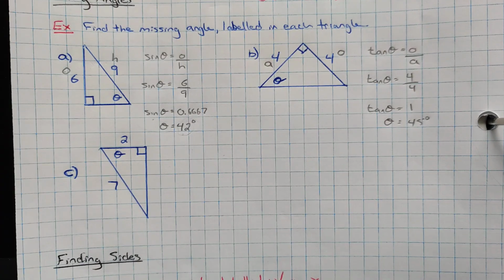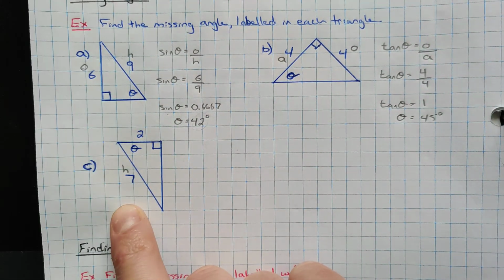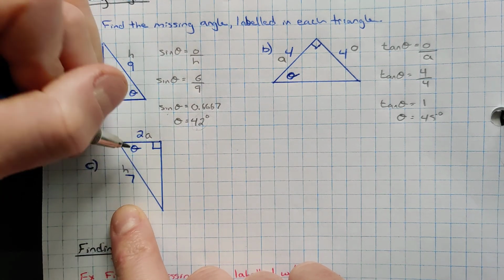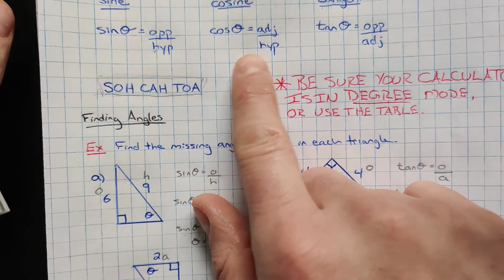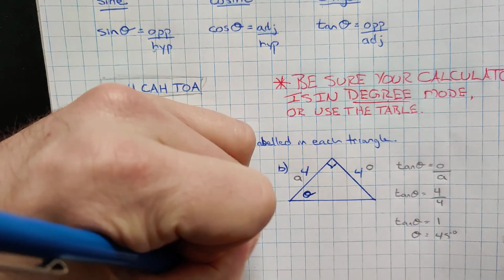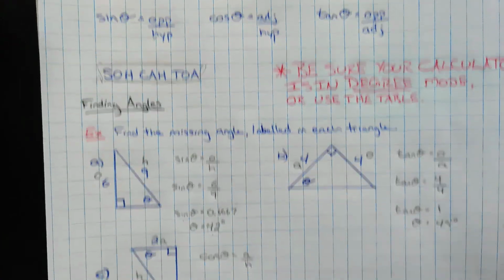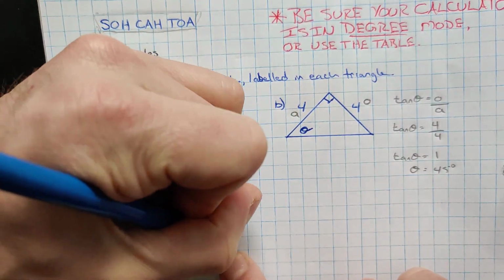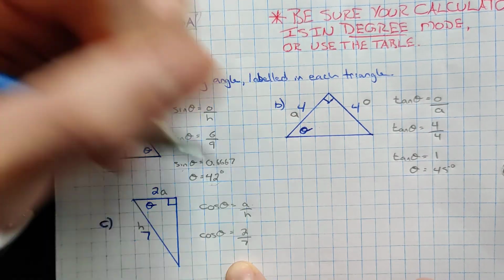One more here, finding the missing angle. Here we have the hypotenuse of 7. We got an adjacent side next to the angle. So adjacent and hypotenuse, that is our cosine. So cosine theta equals adjacent over hypotenuse. Fill those values in. Cosine theta equals 2 over 7.